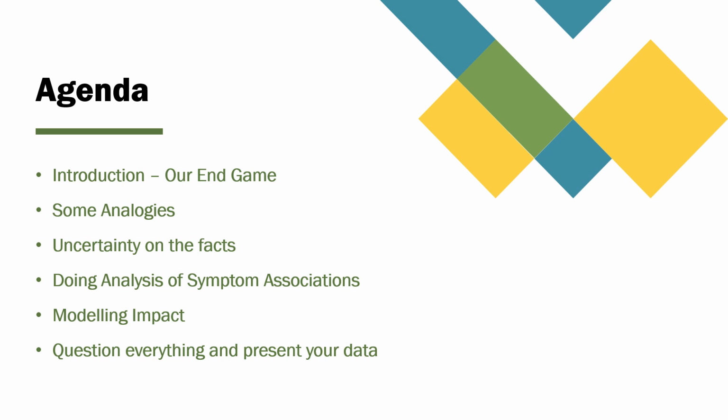And then we look at the issue of doing analysis of symptom associations. We do not know what causes which symptoms. We can, using statistics, machine learning, etc., identify things which are likely associated. Then we're going to try looking at how to remodel the impact of trying to change the microbiome. And then the bottom line is very simple: question everything, and present your data when you disagree, but present it and disagree.